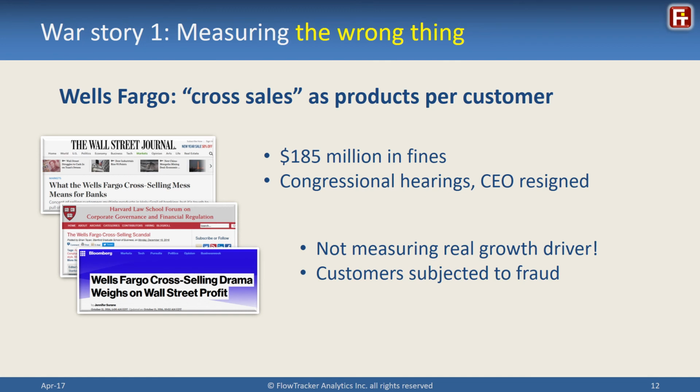So let's look at how to do it wrong. Well, Wells Fargo is a classic case. It's been in the paper a lot lately. They got 185 million in fines, they're subject to congressional hearings, and even the CEO resigned. The problem is they're measuring the wrong thing. Their focus on cross sales was simply counting the instances of products that customers have and trying to drive that number up. Doesn't necessarily bring a single dollar into the bank.